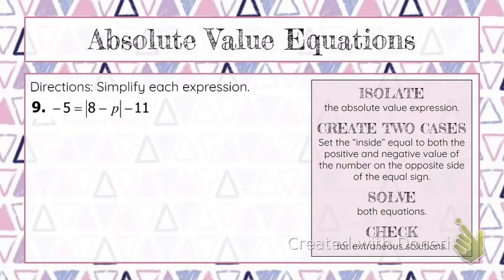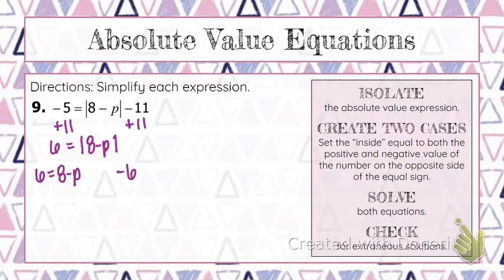Number 9. Let's see here. So we want to get the absolute value alone. We're going to add 11 to both sides. That gives us 6 equals the absolute value of 8 minus p. Then we said we'll have the positive and negative versions of this. So we're going to have positive 6 equals 8 minus p, and negative 6 equals 8 minus p. And then solve for both.